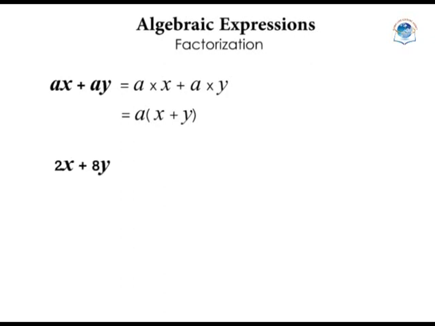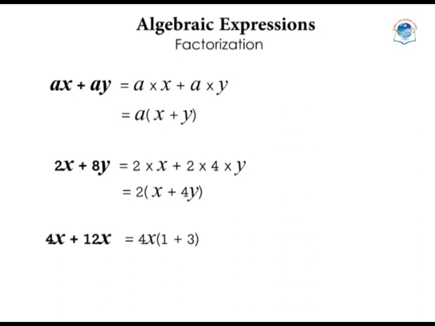2x plus 8y. 2 is common to both terms because this means 2 times x plus 2 times 4 times y, and so we have 2 into x plus 4y. 4x plus 12x, 4x is common. Therefore, we shall have 4x into 1 plus 3.